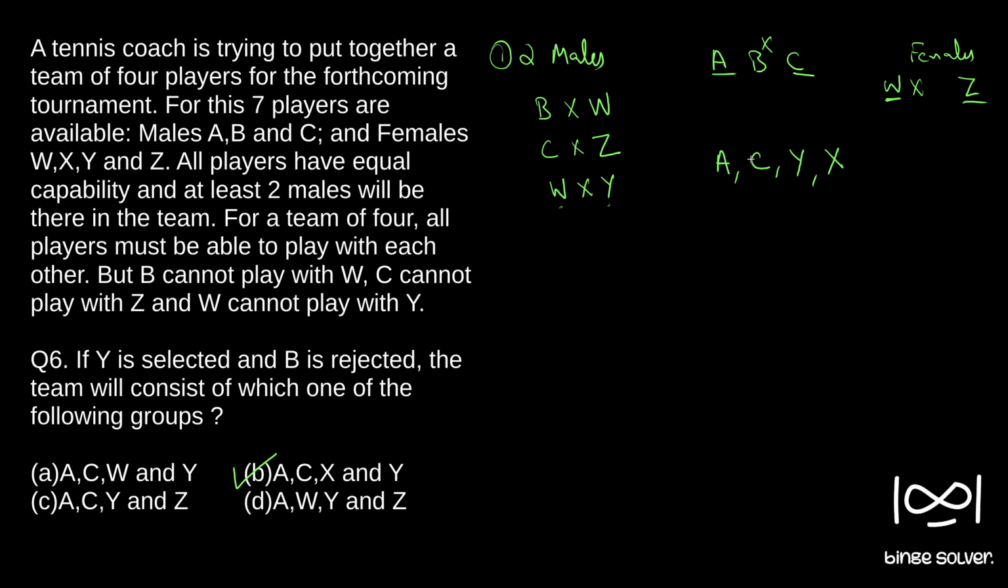So once again, since B was rejected and 2 males have to be there, automatically A and C were selected and Y is selected. So from the given condition, since Y cannot play with W, W cannot be selected, and similarly C is selected and C cannot play with Z, so Z cannot be selected. The only person left is X. So A, C, Y, X is the correct required group. So the answer is B.